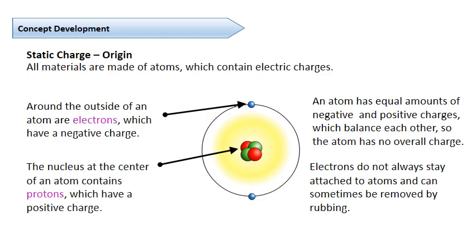Well, where does this static electricity come from? As you remember from year 10, an atom contains electrons, and from the previous topic, electrons are the flow of electricity. An atom has an equal amount of negative and positive charges which balance each other out. And electrons do not stay attached to the atoms and they can sometimes be removed by rubbing, and this is where we get static electricity.